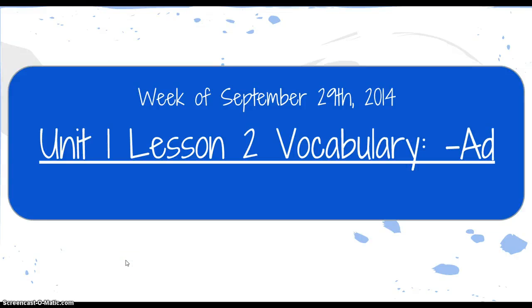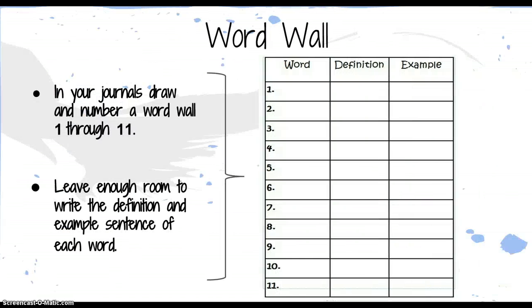Hello, this week's vocabulary is Unit 1, Lesson 2, Vocabulary, Prefix AD, add. Like you've done with the previous week's vocabulary, you're going to make a word wall in your journal. If you need to reference a video on how to make a word wall, it's on our classroom page. In your journals, draw and number a word wall from 1 through 11. Leave enough room to write the definition and example sentence of each word.